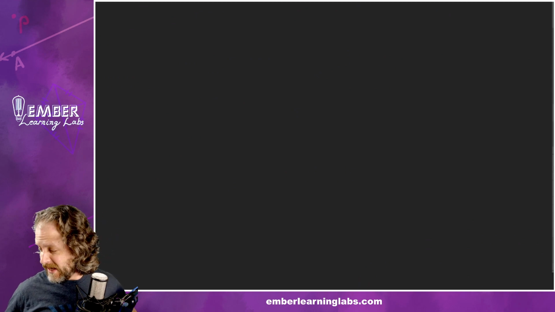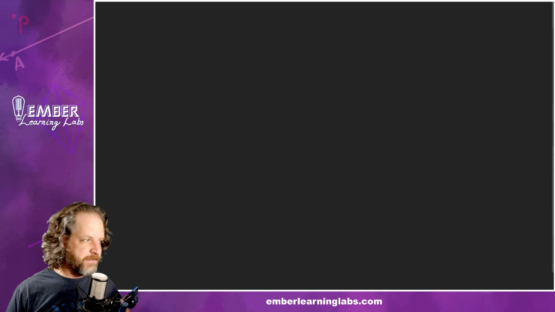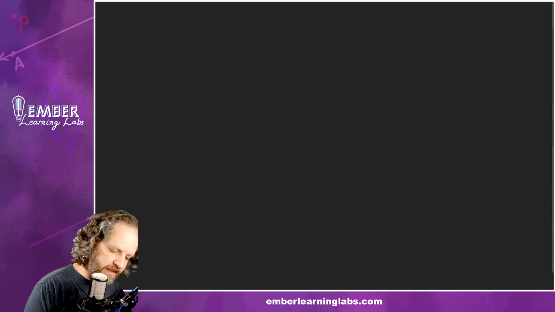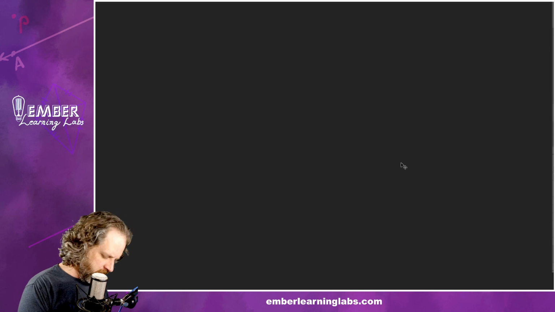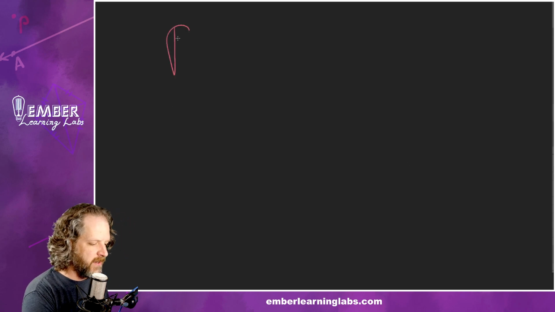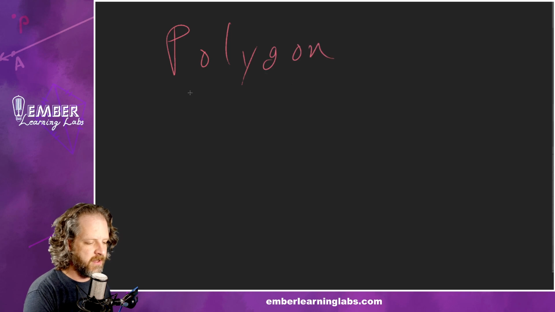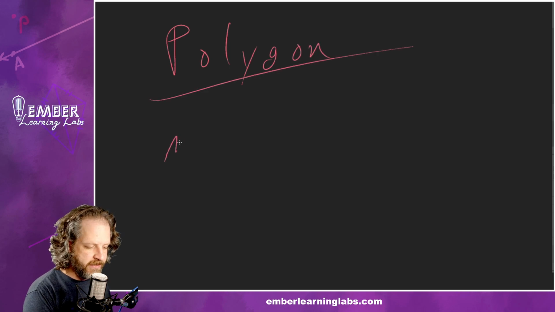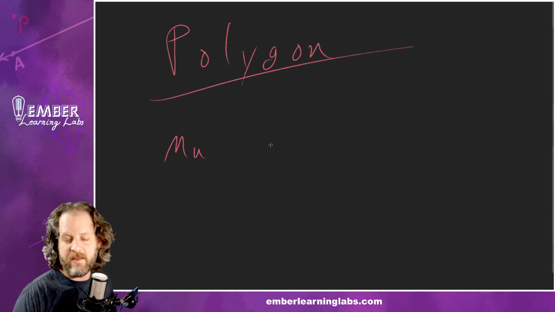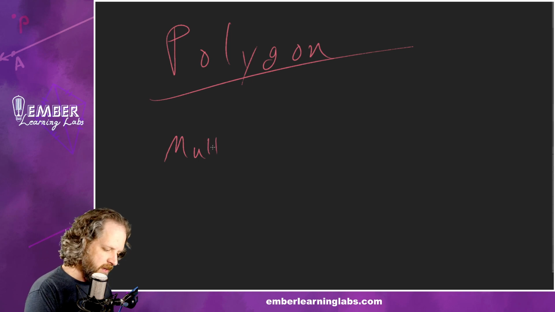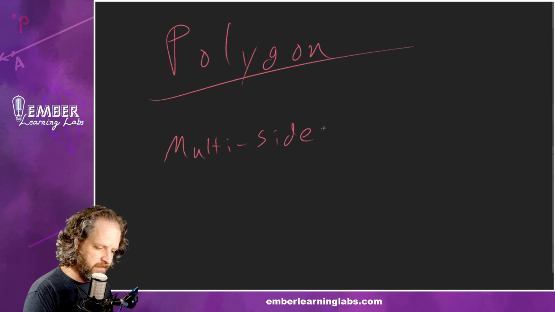So first things first, what is a polygon? Let's start with that topic. A polygon is a multi-sided figure. Poly meaning multi. Multi-sided figure.